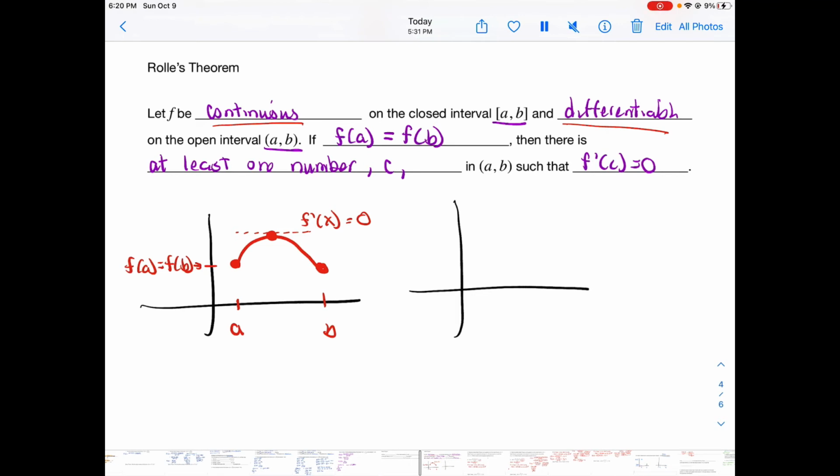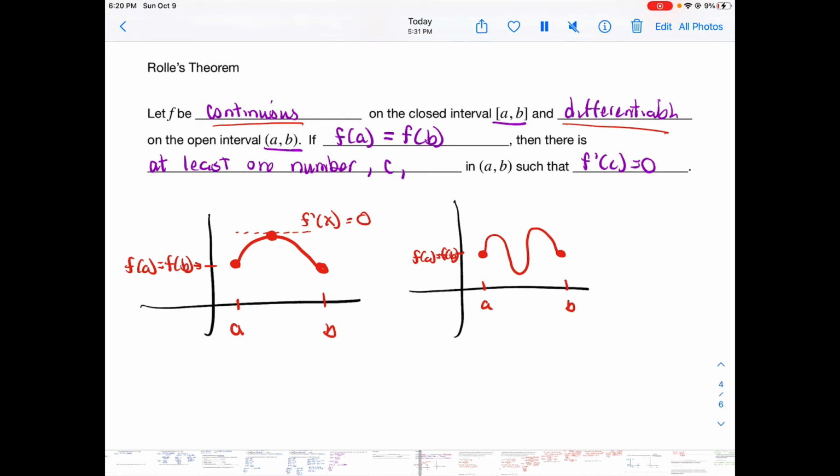Now, this guarantees only at least one number c, so there might be more than one, and that's what I'm going to show in this second example. So again, I'm going to start with my a and b, and my endpoints are at the same height, so let me put my endpoints in at the same height. Then I have a continuous function that's differentiable everywhere, so I'll just do some nice smooth curves here. And so here I have three values where our derivative is equal to 0, and I'll just dot those in.